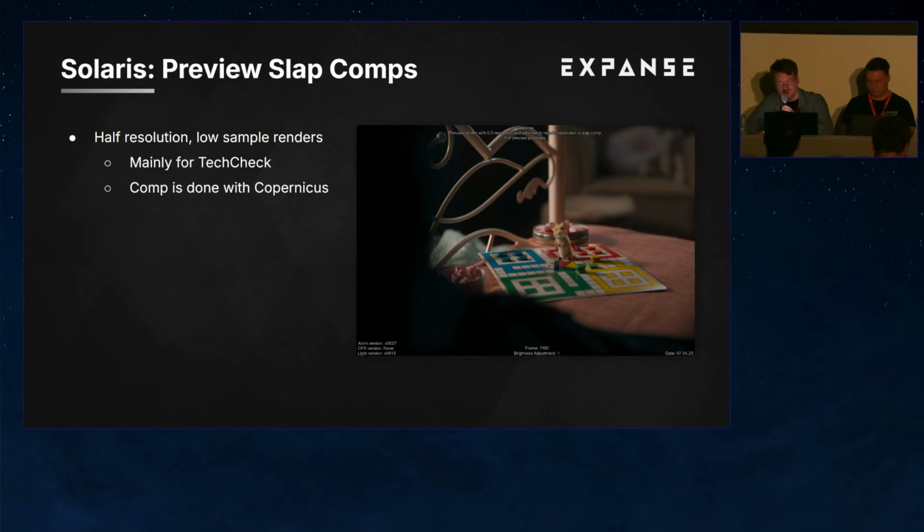But before we send the slow main renders to the farm, we do our preview Slapcomp render. It's half resolution and low samples. It gets completed on the farm relatively fast. We do these previews to find issues, so we don't waste a lot of render time on renders we can't use because something was wrong in the scene. The Slapcomp is done with Copernicus.